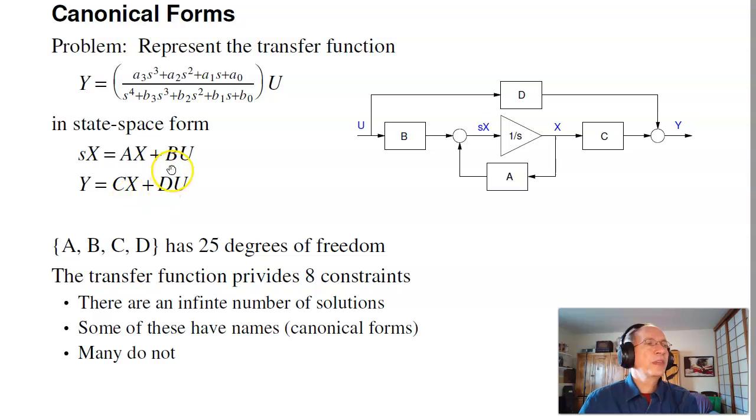With 25 degrees of freedom and 8 constraints, there's an infinite number of solutions. They're all perfectly valid ways of representing the system. They're just different ways of doing it. Well, of those infinite number of solutions, some of them have names. Those are canonical forms. Many do not. And they're all related. They're related by a thing called a change in variable or a similarity transform. That's what we're going to talk about today. Some canonical forms that have names and some properties they have, as well as how to convert from one to the other.